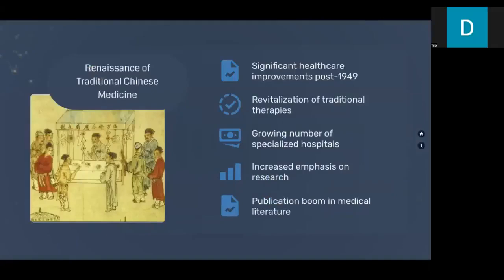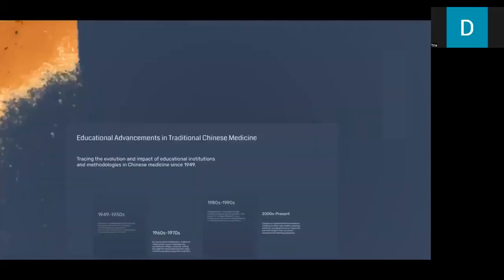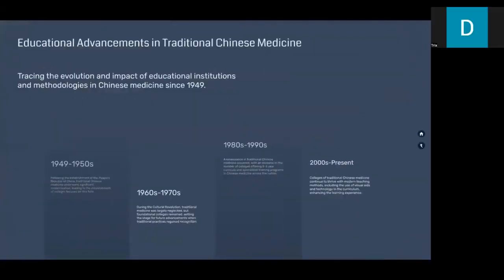Renaissance of traditional Chinese medicine. Significant healthcare improvements post-1949, the revitalization of traditional therapies, a growing number of specialized hospitals, increased emphasis on research, and a publication boom in medical literature. Educational advancements in TCM, tracing the evolution and impact of educational institutions and methodologies in Chinese medicine since 1949.